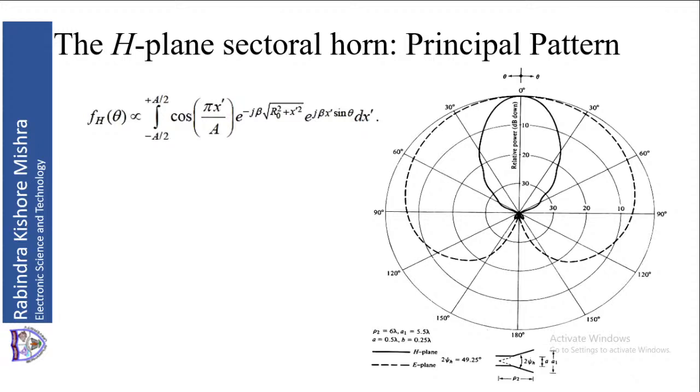Now if you come to the H-plane pattern, you can see it is not very directive. It is quite broad. This also is quite broad. The beam width is quite broad. In this case, from minus 30 to 30, 60 degree beam width, more than 60 degree beam width. So it is quite broad. We do not require this. Okay. Next.